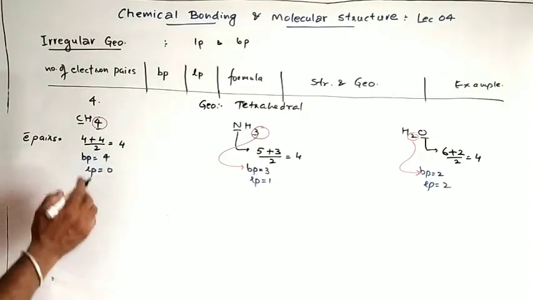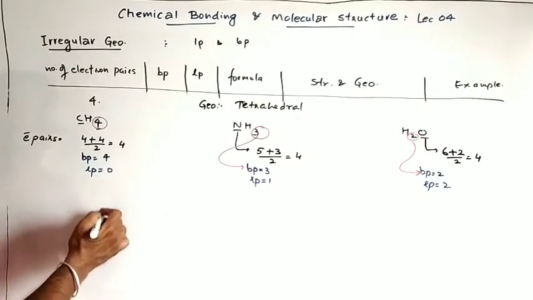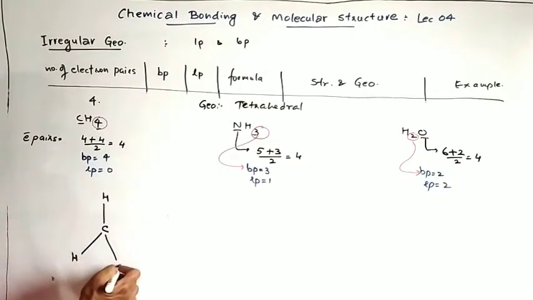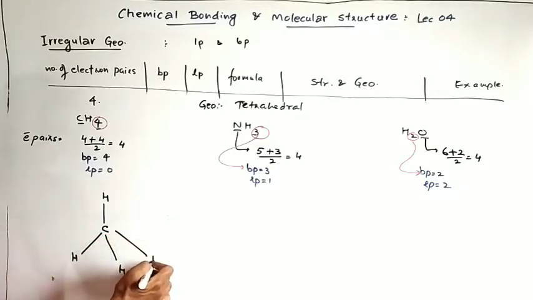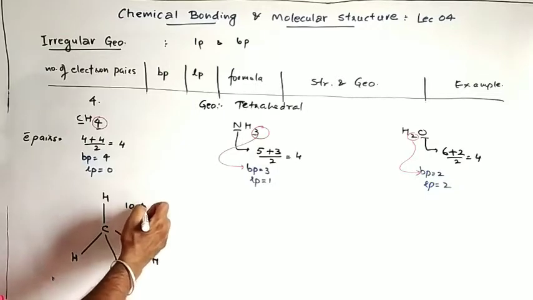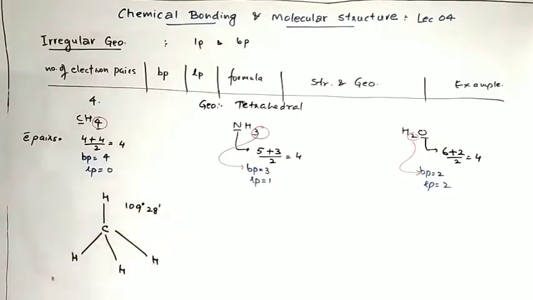So this is regular geometry. You can draw the structure of methane as a tetrahedral like this. Its shape and geometry both are tetrahedral. Bond angle is 109 degrees 28 minutes.